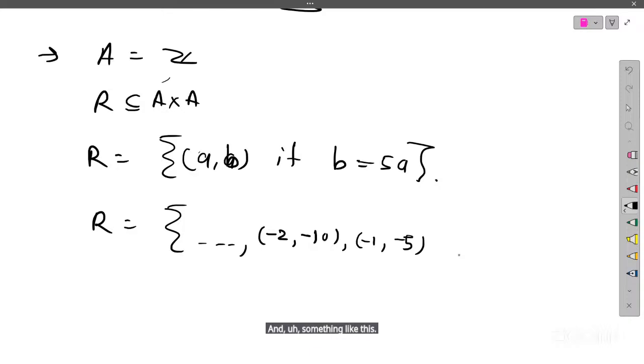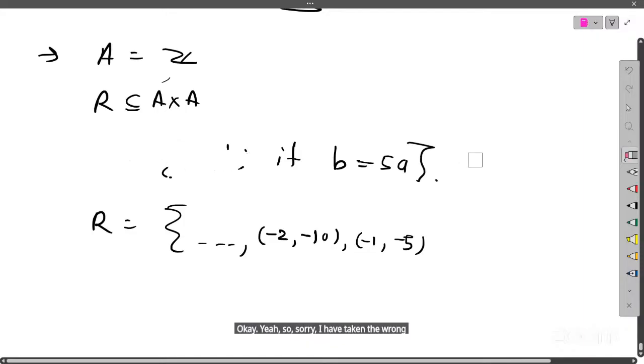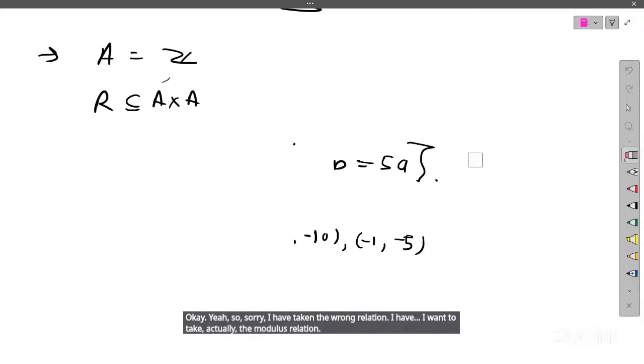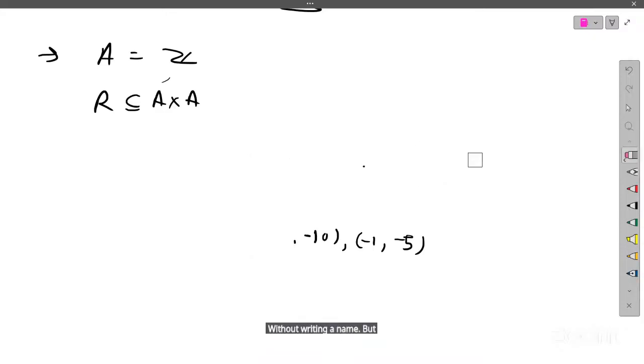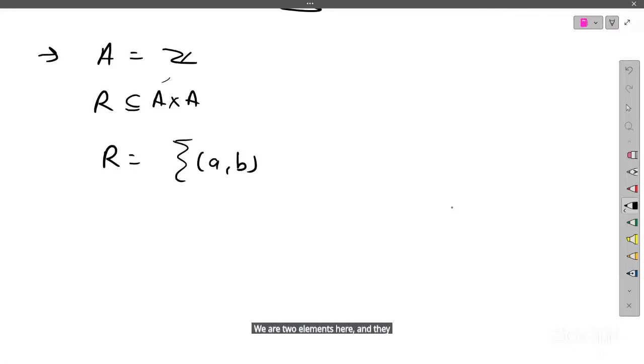I'm making a mistake. Yeah. Okay. Yeah, so sorry, I have taken the wrong relation. I actually want to take the modulus relation, without writing the name. So what I want to take is this relation. R is a relation where two elements A and B are related if 5 divides B minus A.